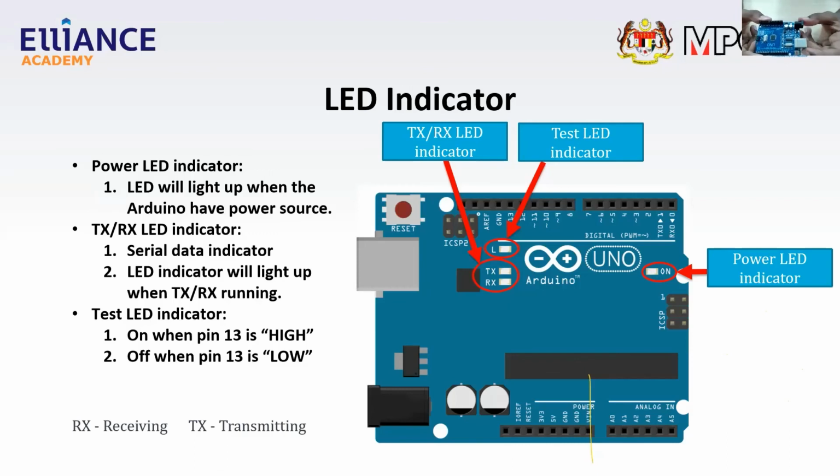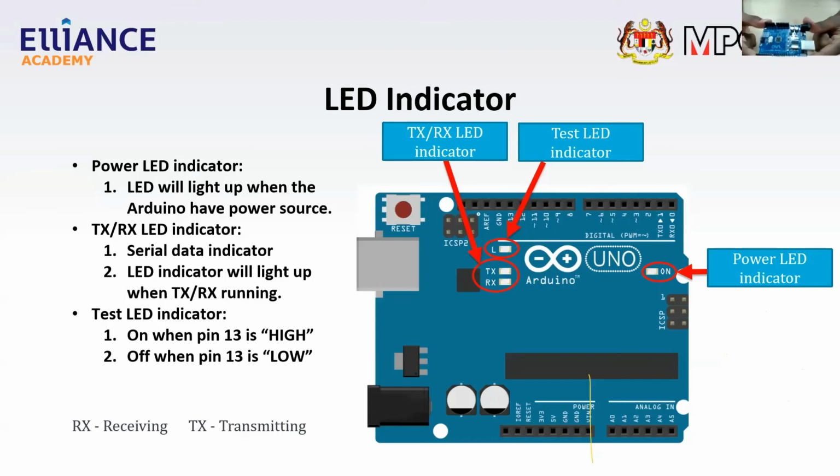Transmitting here means data is going out from the board. It means this board is transmitting data, then the TX will light up. Okay, and the RX here means receiving. So if the board is receiving any kind of information, data, this RX will light up.